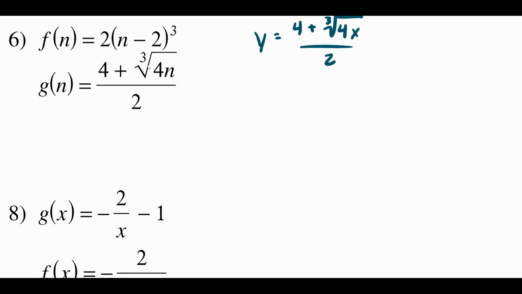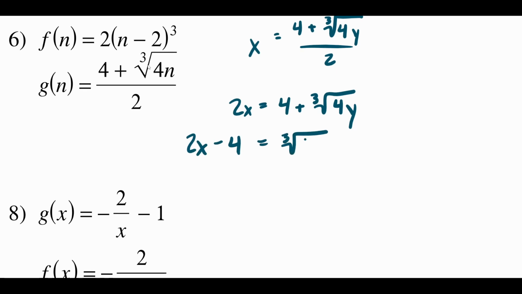In order to find the inverse function, we switch our x and y. So y is going to become x and x is going to become y. So I have that x equals 4 plus the cube root of 4 times y, all over 2. Now it's just a matter of solving for y. When we solve for y, that is the inverse function. So I'm going to start by multiplying both sides by 2 to get 2x equals 4 plus the cube root of 4y. Now, when I subtract 4 from both sides, I'll get that 2x minus 4 equals the cube root of 4y. In order to isolate y, I'm going to need to cube both sides.